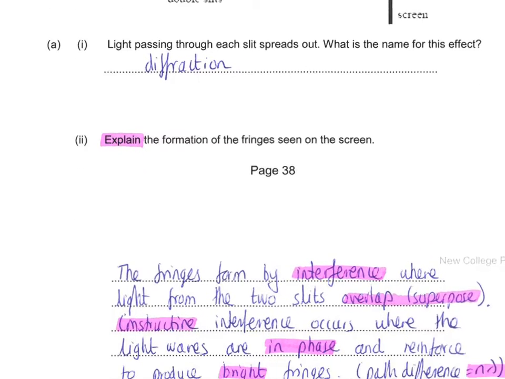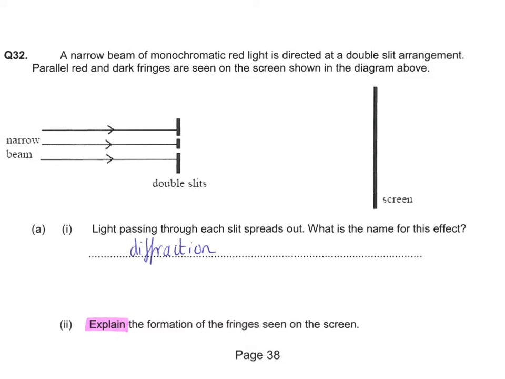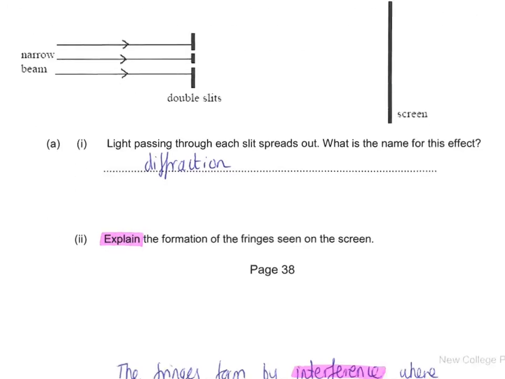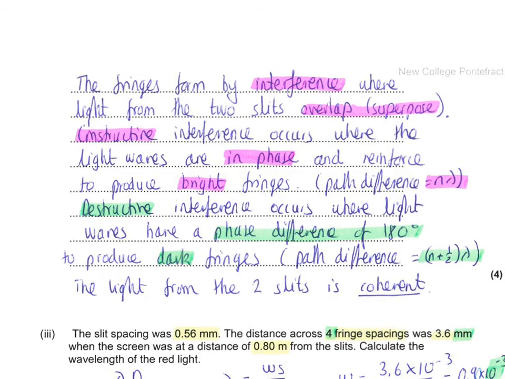We're asked to then explain the formation of the fringes on the screen. So we've got light travelling from the slits, where it's spreading out in all directions from each of the two slits, and how come we form fringes on that screen there. The overview is that the fringes form by interference, where the light from the two slits is overlapping, superposing. Now, to really explain that, we really need to be talking about the different sorts of interference giving us maxima and minima.